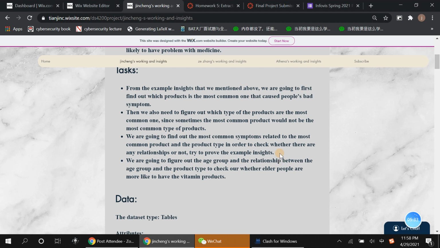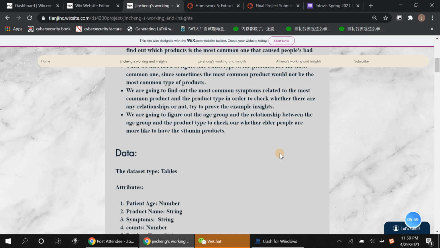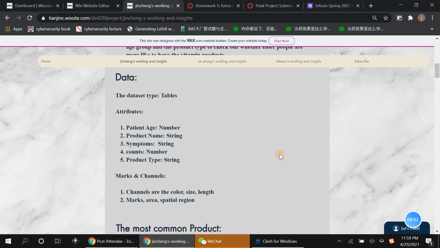The third task is to find out the most common symptoms related to the most common products. And the final task is to figure out the relationship between the age group and the product type, and to check whether elderly people are more likely to have problems with vitamin products, because we've already gone through the data sets and found that vitamin products might be the most common one.